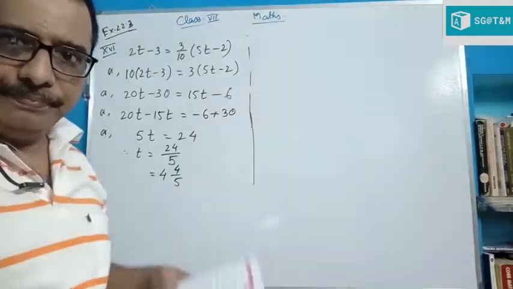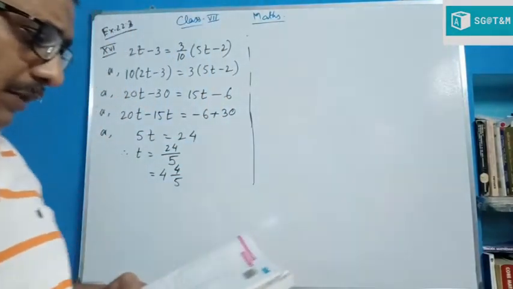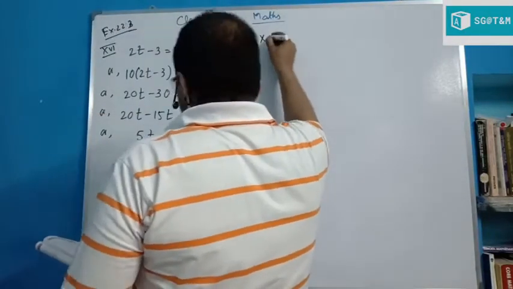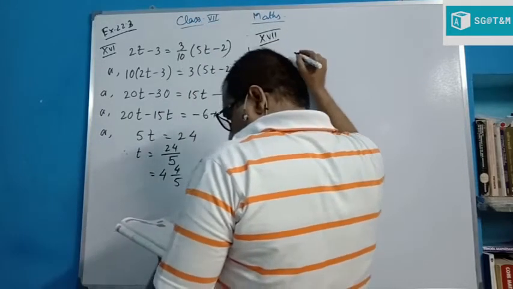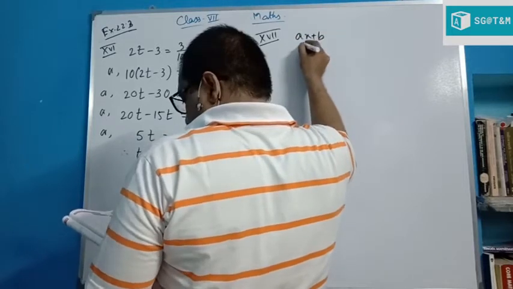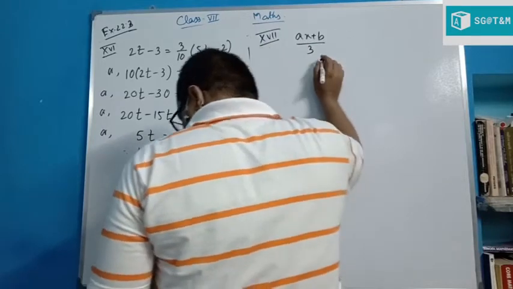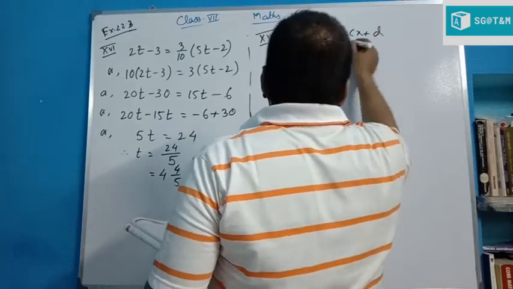Next, which one? After that, 17. Ax plus b by 3, that is equals to cx plus d by 2.